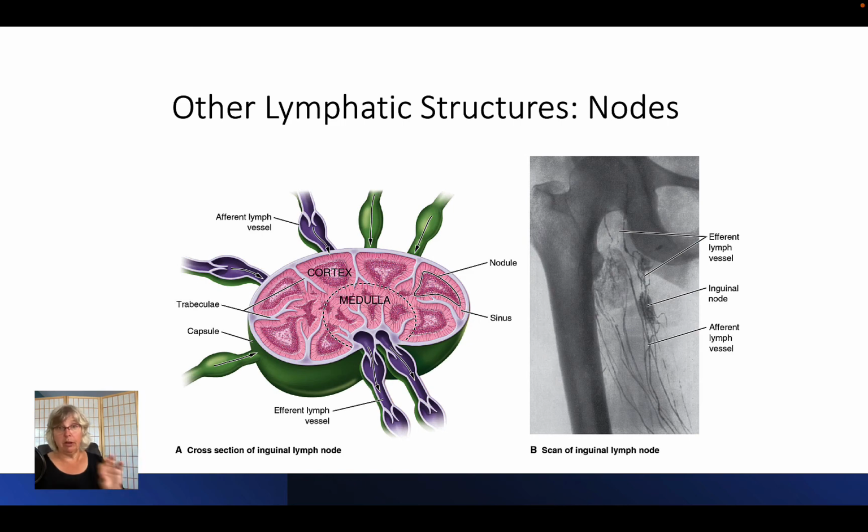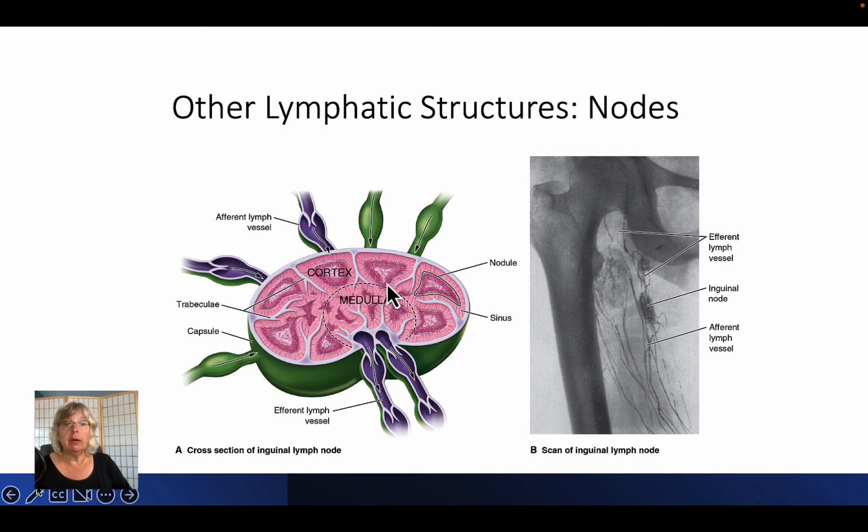And one of the most important things it might be filtering out are things like pathogens or dust particles or antigens. Anything that doesn't belong will have a chance. The lymph node will have a chance to pull it out of circulation through the lymphatic system, and then also it's going to sequester it from ever entering the cardiovascular system.